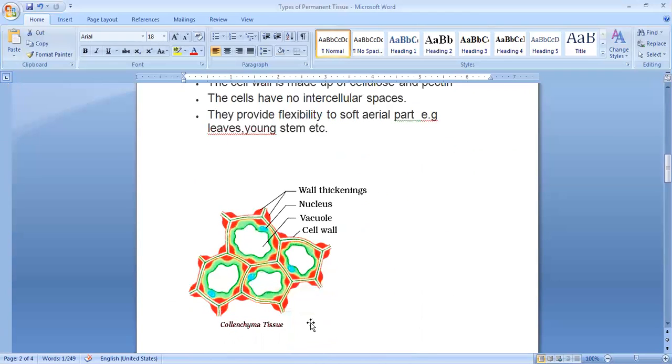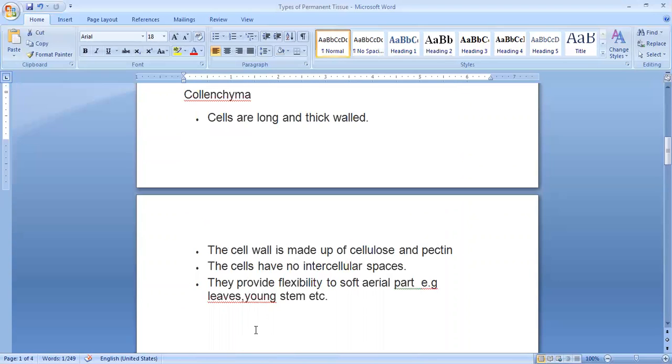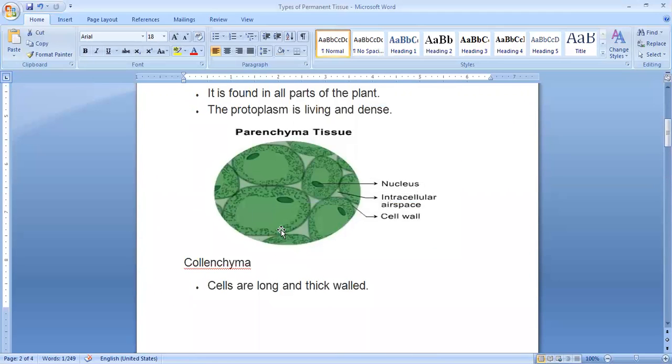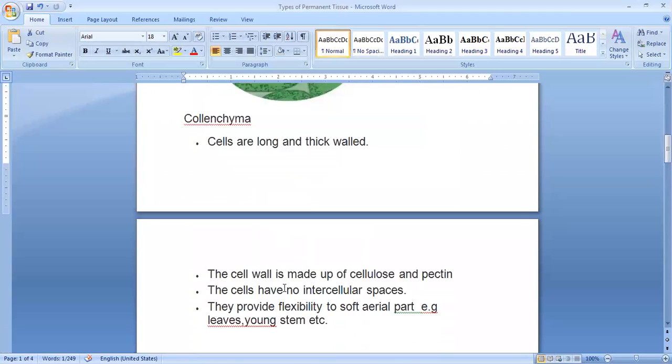This is the structure of collenchyma. Let us see what are the functions of collenchyma. Collenchyma cells are long and thick walled. So they are long and the cell wall is very thick in comparison to what? In comparison to parenchyma. The cell wall is made up of cellulose and pectin.